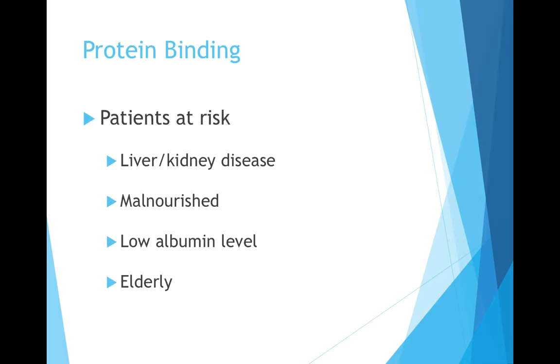Patients at risk, of course, are those who have liver and kidney disease, and malnourishment, because they have lower albumin and lower protein levels. There are other reasons why people have low albumin levels besides malnourishment, but we also see it in the elderly. They tend to have poor protein binding sites and an increased rate of poor nutrition.